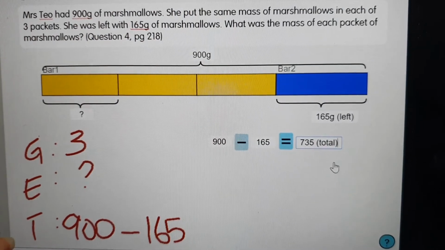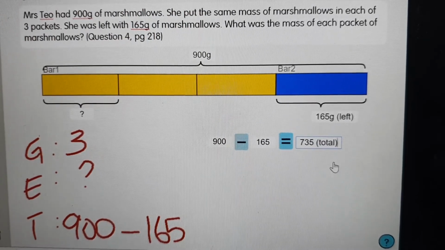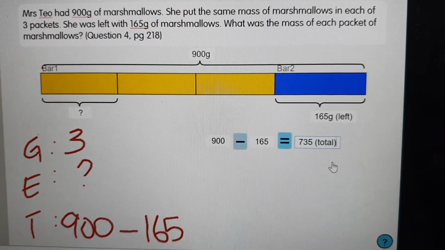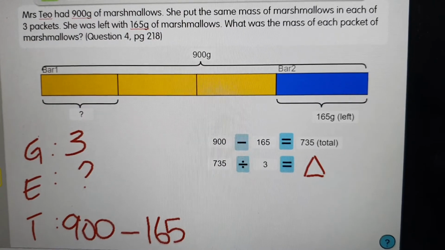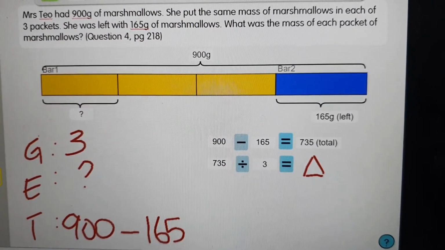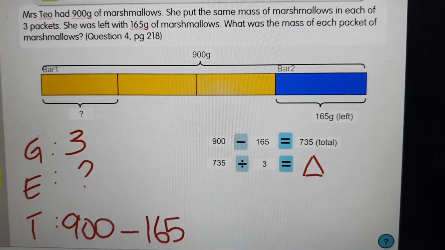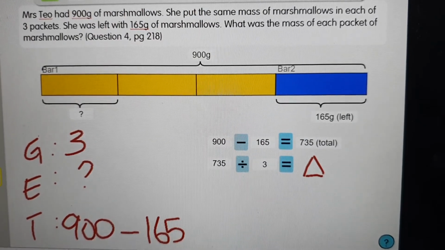So you are given your total, you are given the groups. How do you find each? Are you going to multiply or are you going to divide? Good. You should be able to tell me that you are going to divide. So the next step is going to be 735 divided by 3, and it will give you the answer for the mass of each packet of marshmallows. I'm not going to give you the answer, so I'll be expecting you to calculate the answer by yourself.